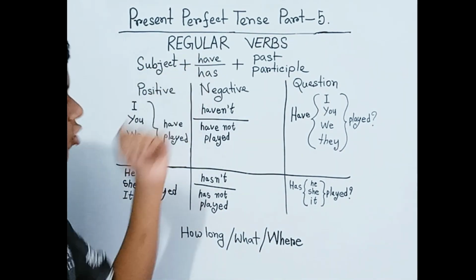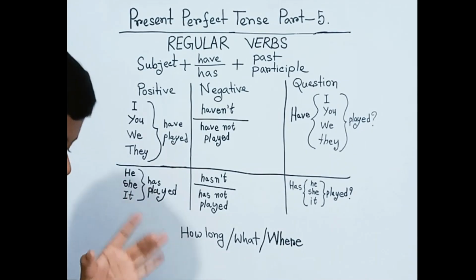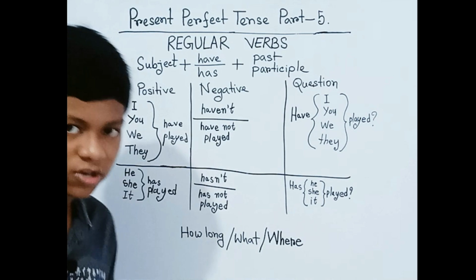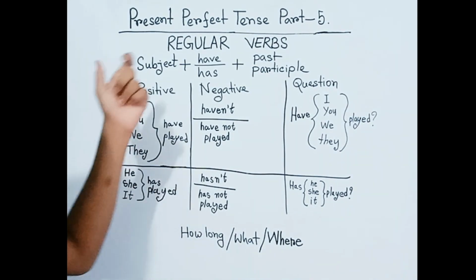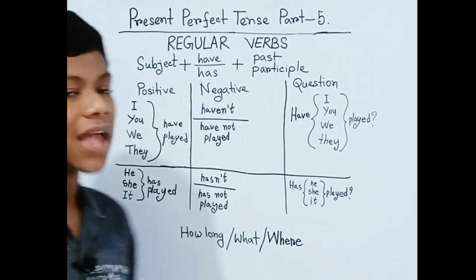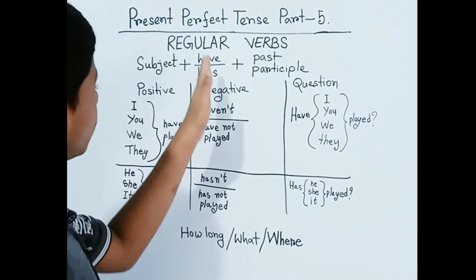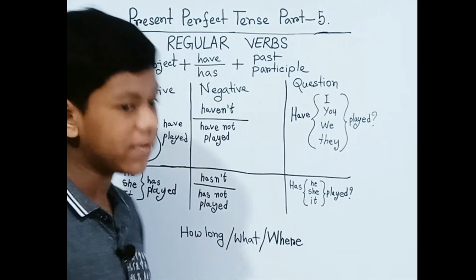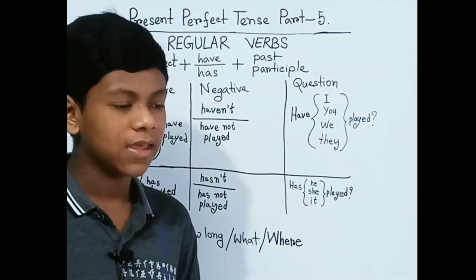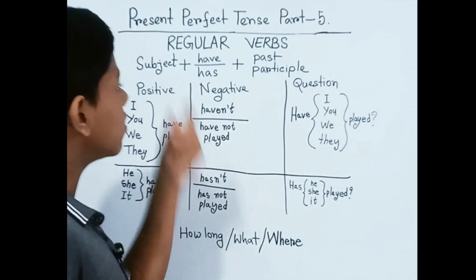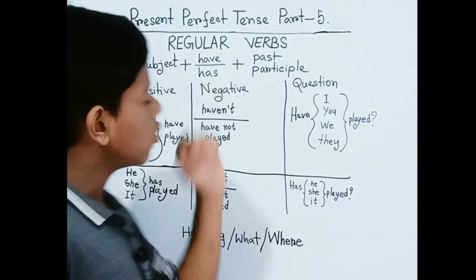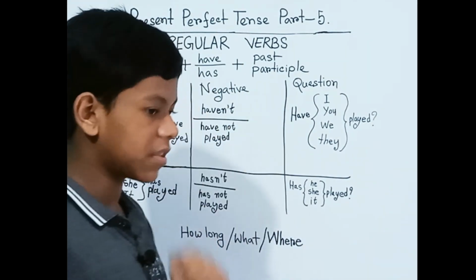So here, for regular verbs, the main structure is what I have already mentioned here. First of all, we have to add the subject. Then we have to put the helping verb. As we know, the helping verbs are have or has. Then we have to add the past participle.